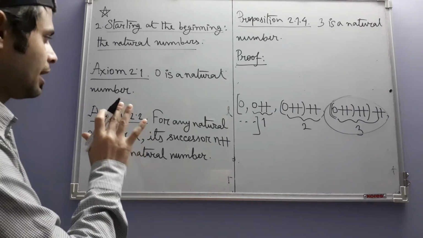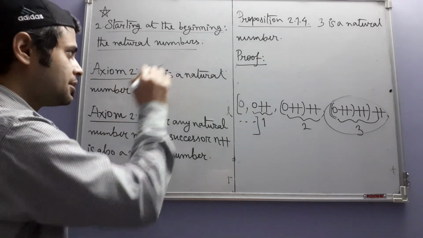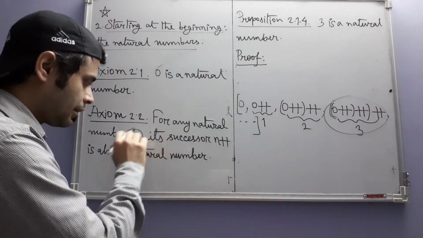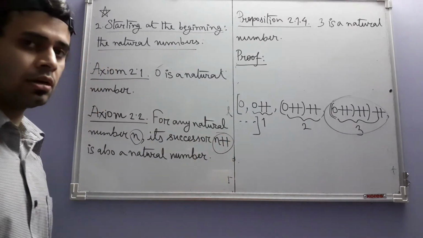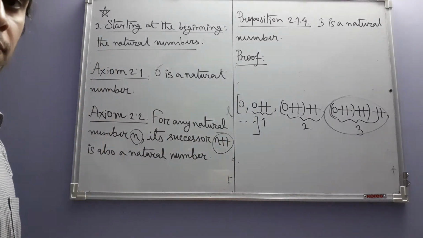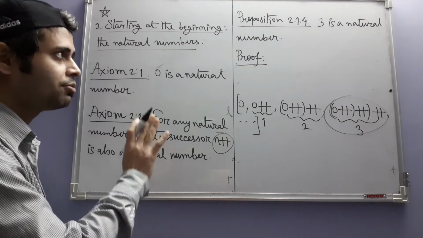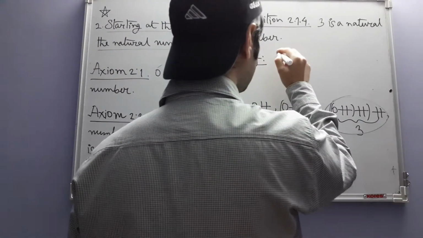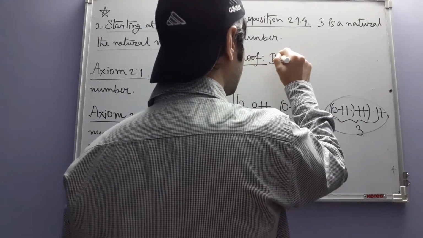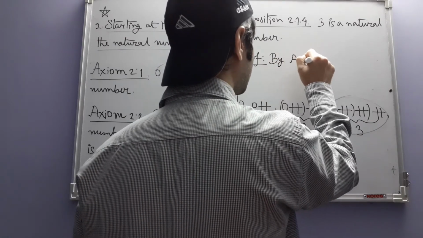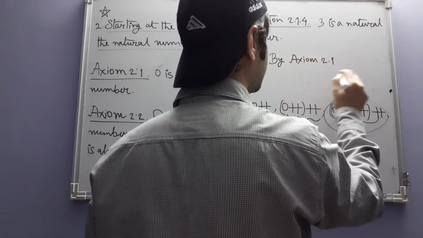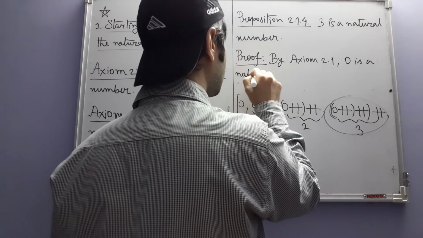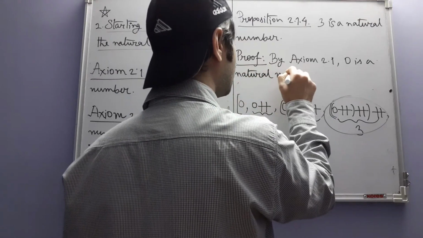So what we right now have is 0. We know that 0 is a natural number, and we know that whenever we take a natural number, its successor is also a natural number. These are the two things we have at our disposal, and using them only we have to prove that 3 is a natural number. So the proof goes like this. By Axiom 2.1, 0 is a natural number.